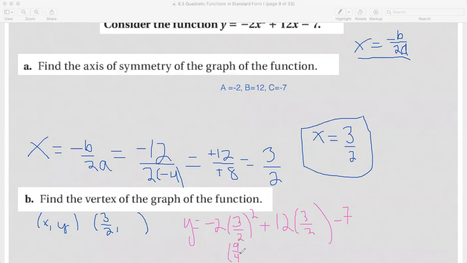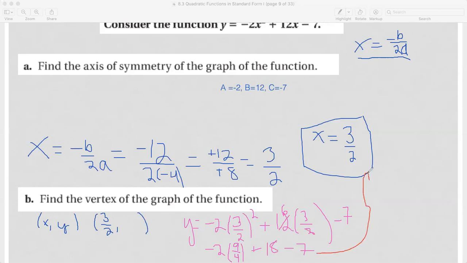And all that times -2. Plus, now I'm going to cancel the 12 and the 2 here, and I'm going to make that a 6. 6 times 3 is 18. And then I'm going to subtract 7. All right, so I'm going to draw an arrow and continue my work up here.